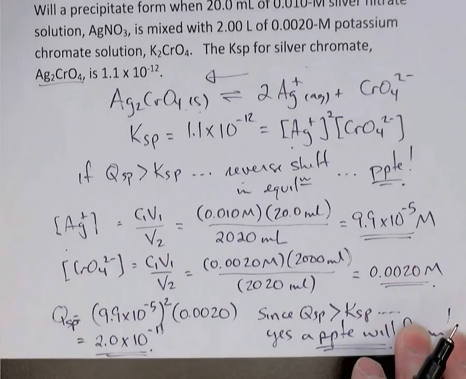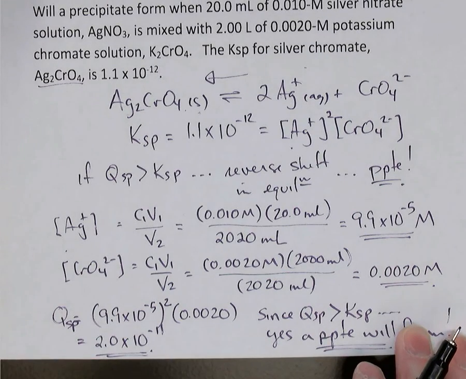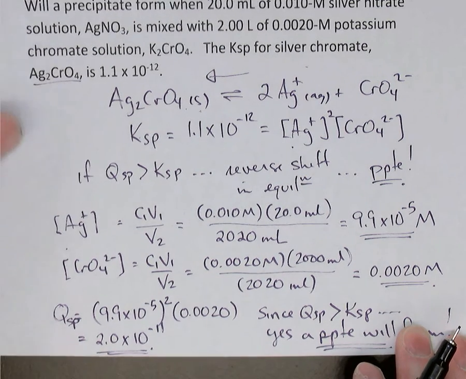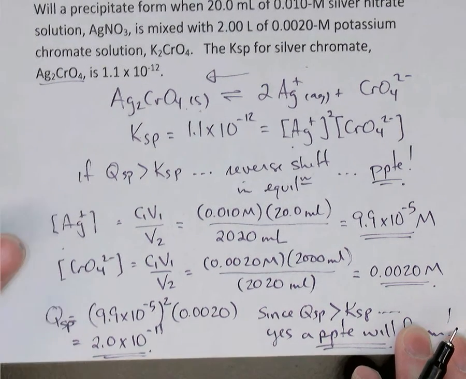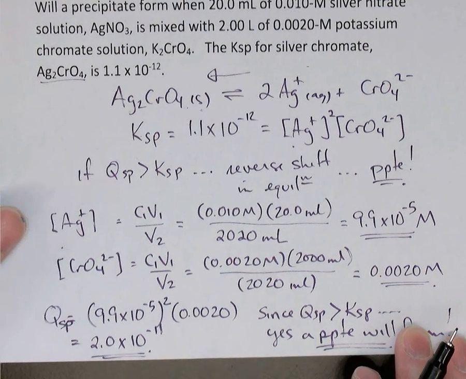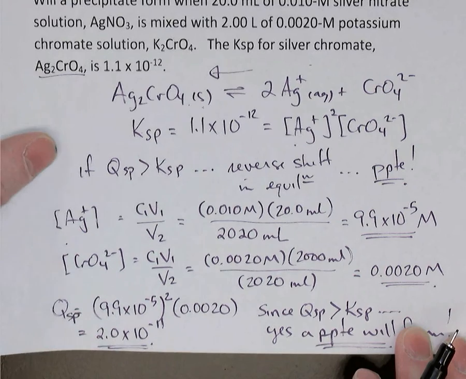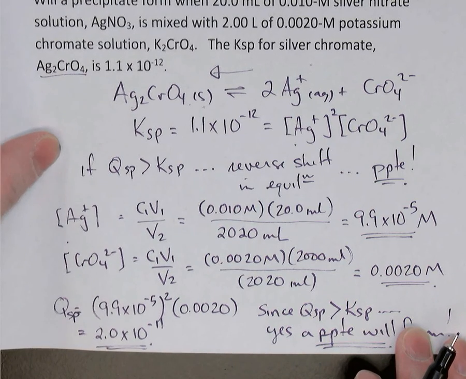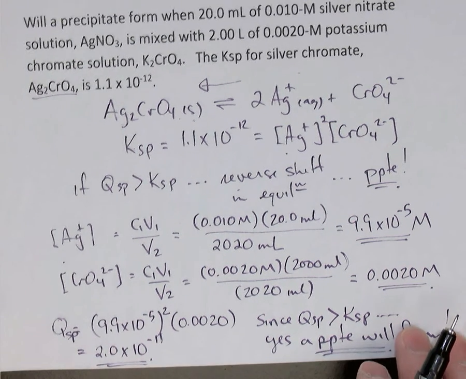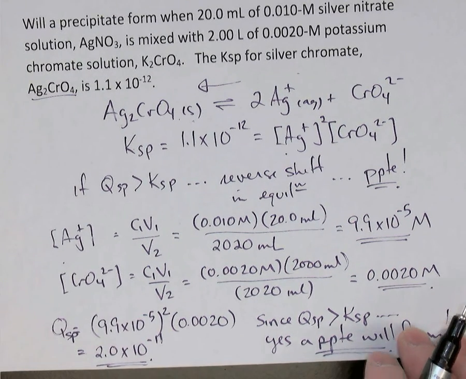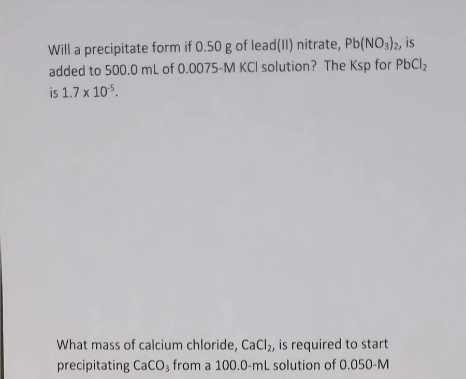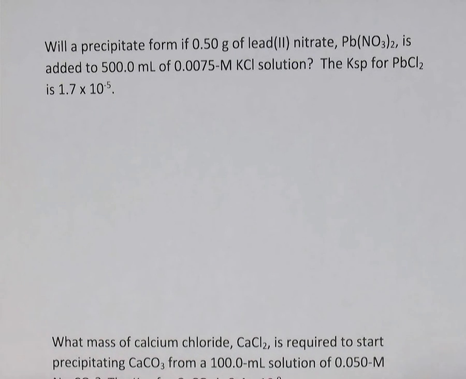So three possible results. Q is bigger than KSP, you do see a precipitate. Q is equal to KSP, you're at equilibrium, the solution is saturated, there is no precipitate. If Q is less than KSP, the solution is not saturated, and again, there's no precipitate that forms. Alright, so let's try. You can pause the video if you think you understand what you're doing now, and try this next question.